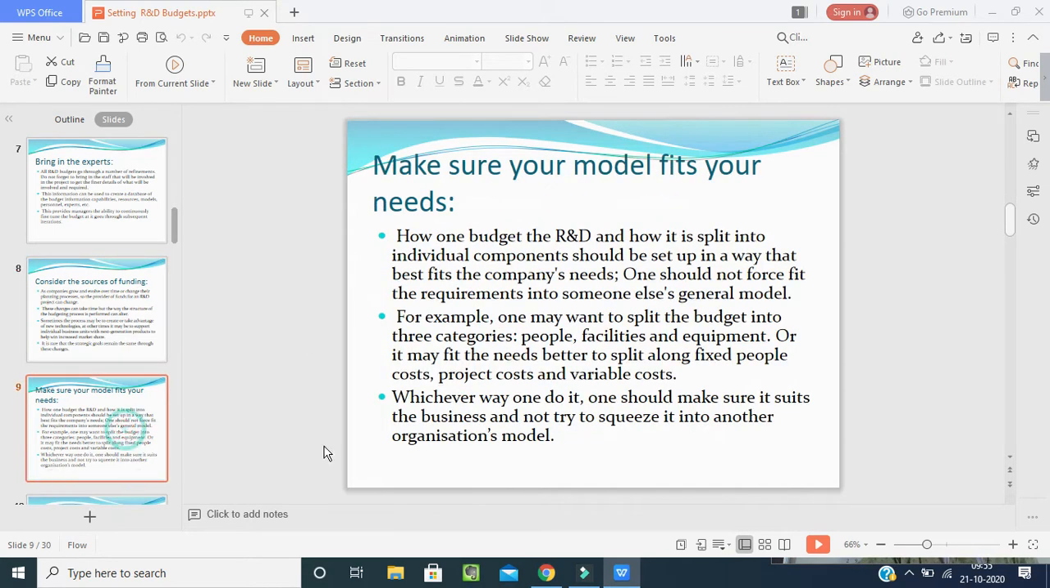Now, next one is make sure your model fits your needs. Whatever models we are making for our R&D department, they have to fit our needs. What are the basic needs of the company? And another one, see on the screen, you may have seen that. If you read that, one example is one way to split the budget into three categories. That means people, facilities, and equipment. How are our employees? What facilities are needed? What equipment or tools are needed for it?